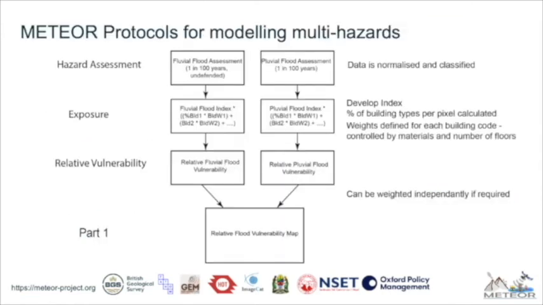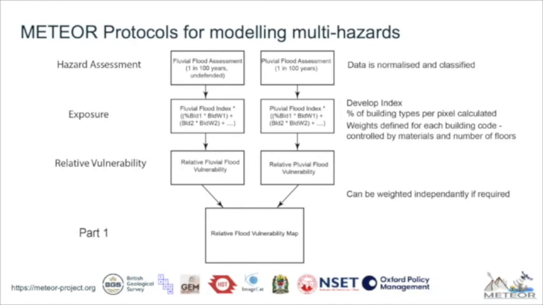The initial step in this new Meteor model is very similar to the CAPS method, as it produces a relative hazard vulnerability map. For the purposes of this example, the steps necessary to produce a relative flood vulnerability map are shown here. This process, however, is broadly the same for each hazard.